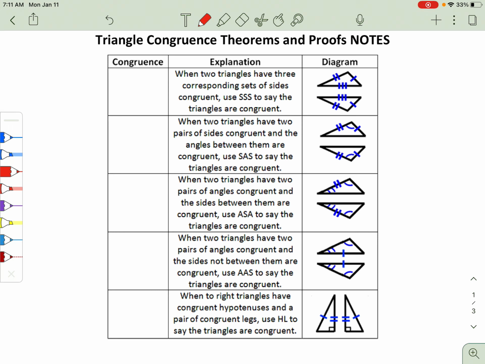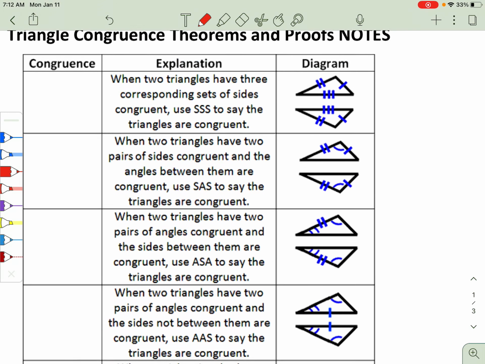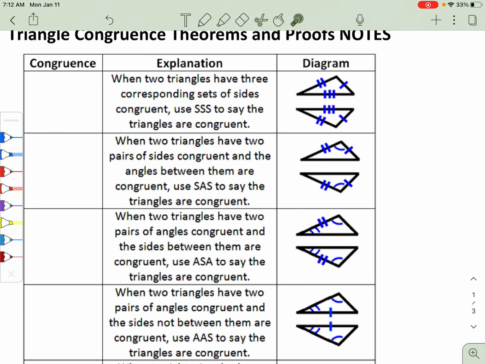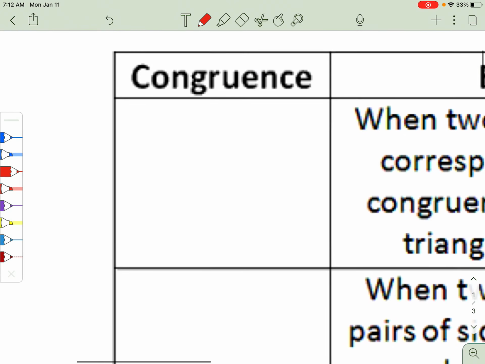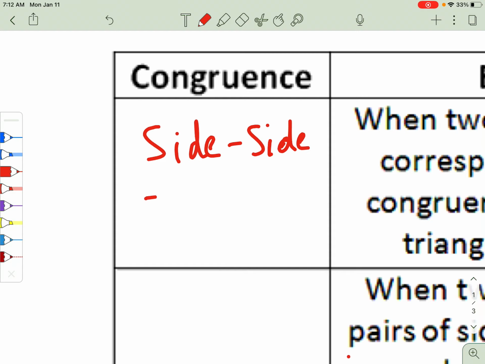So the first thing that you need to know is what we've talked about previously, the different triangle congruence theorems. First one here in the box says when two triangles have three corresponding sets of sides congruent, use SSS to say the triangles are congruent. So as you can see in the diagram, the 2 marks, 2 marks, 1 mark, 1 mark, and 3 and 3. So this specific theorem is called side-side-side theorem because all three sides are the same, SSS.